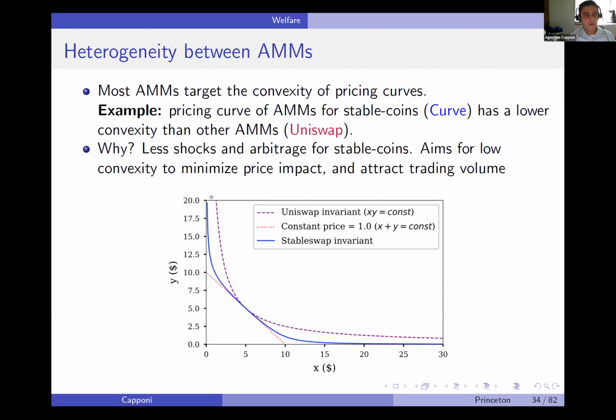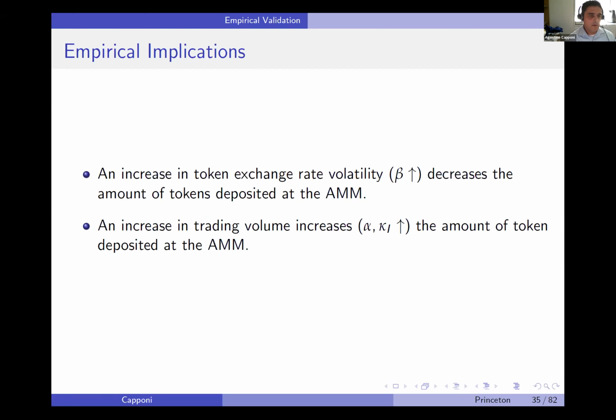If you look at Uniswap, it is the purple one, and the Curve function is the blue one. So at least part of the explanation offered by the model is that in one case you're managing stable pairs, in the other unstable pairs. Empirically, we have also looked at whether this is true in the data. If you have more volatile tokens, then you reduce the amount of deposits, because liquidity providers are arbitraged.